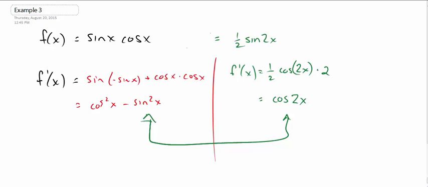So oftentimes there are multiple ways to differentiate a function, and the methods that you're going to use are going to differ depending on what you notice in a problem.